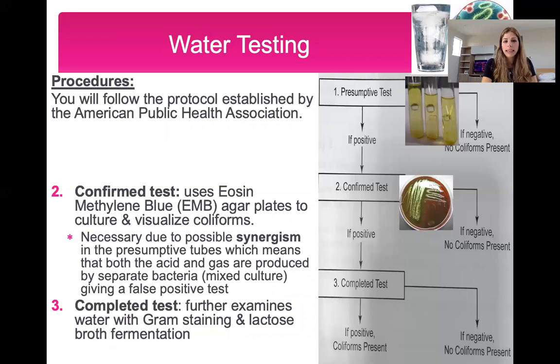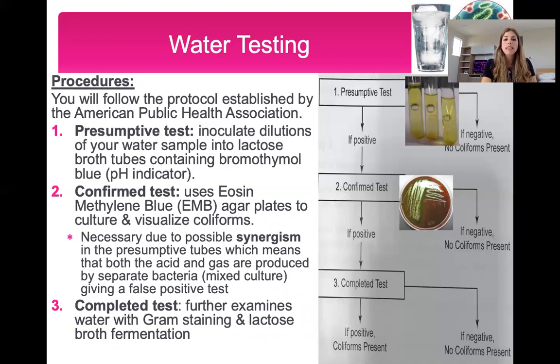So with water testing, what we will do in lab is we're going to follow a protocol established by the American Public Health Association. And again, this goes through the 3 tests I talked about. First, you do a presumptive test in lab where you inoculate different dilutions of your water sample into lactose broth, and you see if the bacteria produced acid or gas. If that sample is positive, you don't go right away and tell the city or the county that the water is contaminated. You do another test to confirm, and that's called the confirm test.